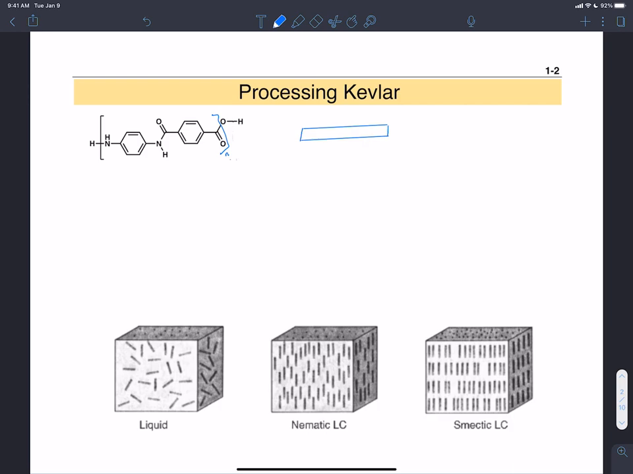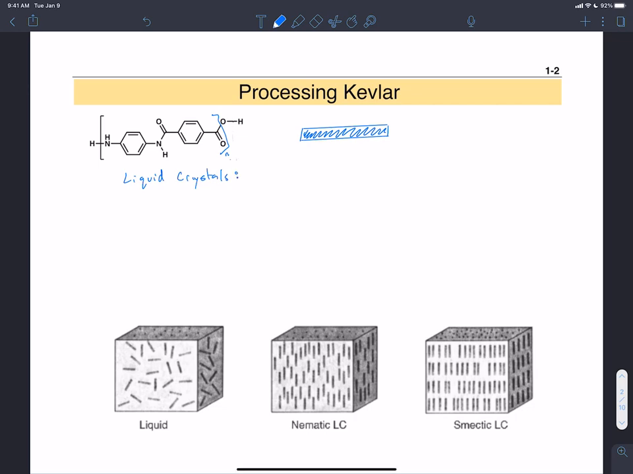And because these behave as long rigid units linked together, there are some special properties that can emerge. One that Kevlar possesses, which is taken advantage of especially for processing, for making things like fibers, is called liquid crystallinity, or it can form liquid crystalline phases. The term itself is kind of like an oxymoron, right? Because how can something be a crystal, which you usually think of as a solid, and a liquid at the same time? So it's somewhat counterintuitive.